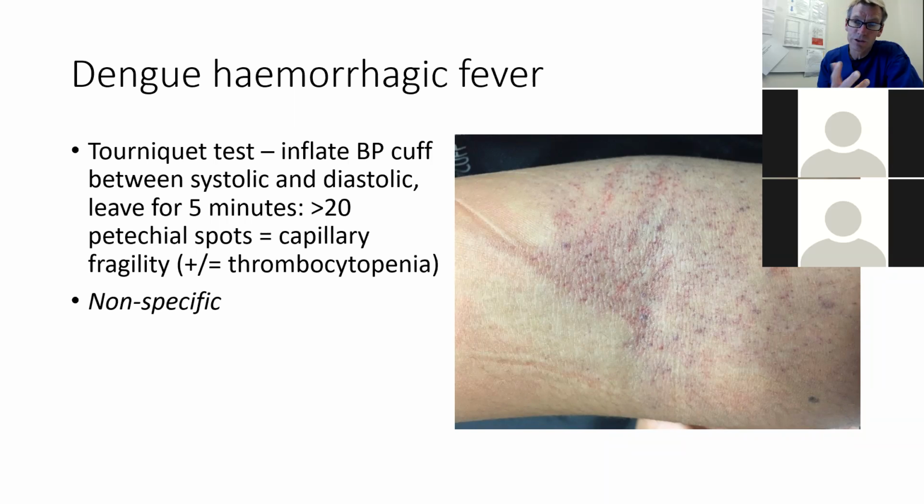And that usually tells us two things. One, that the capillaries are very friable because of the effect of dengue on the endothelium of the blood vessels, and also because the child's typically got thrombocytopenia at the same time. So it's that combination of capillary fragility and thrombocytopenia that leads to a positive tourniquet test. It's not uncommon in children with dengue to see their whole arms bruised because of this phenomenon. It is non-specific though, so you can get it, for example, with meningococcal disease or other forms of severe haemorrhagic disease.